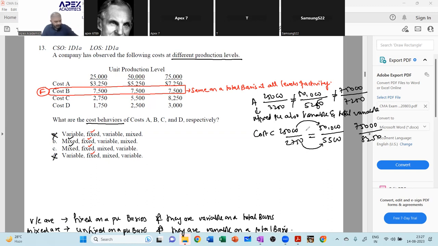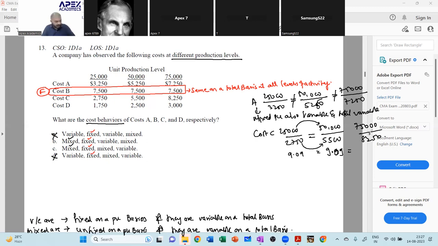Check it out. 25,000 divided by 2750. What is your answer? Your answer is 9.09. Over here, it is 50,000 divided by what? It is 50,000 divided by 5,500. The answer is again 9.09. So they are the same.